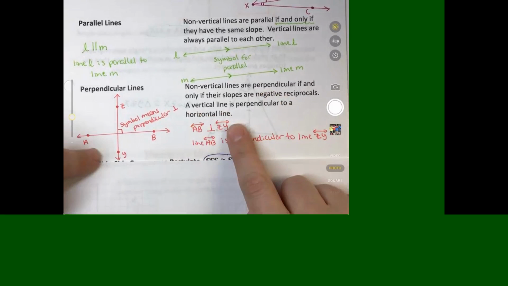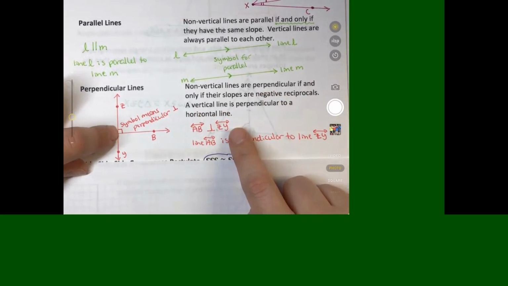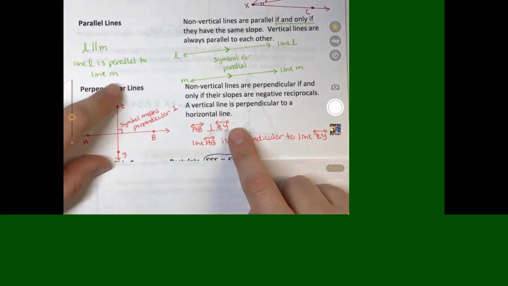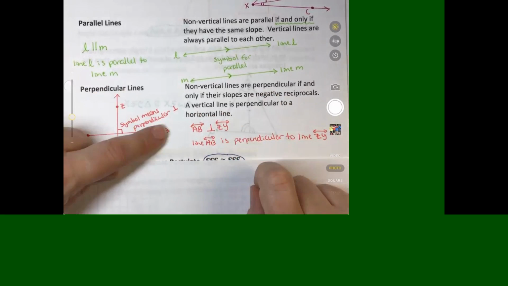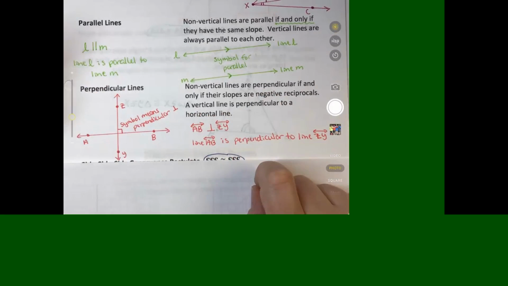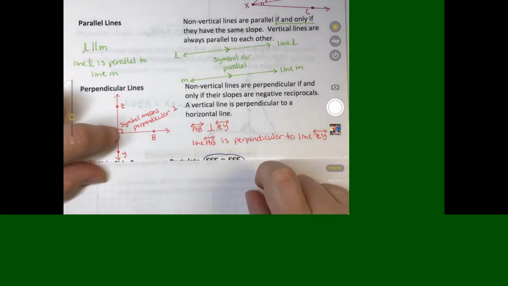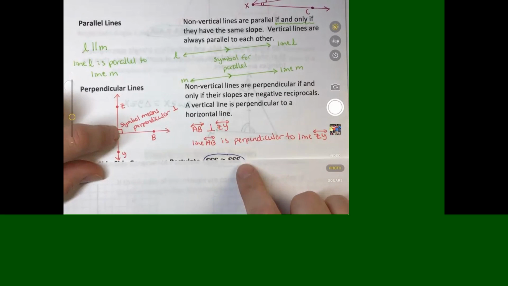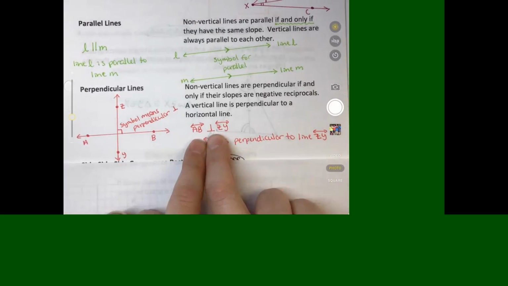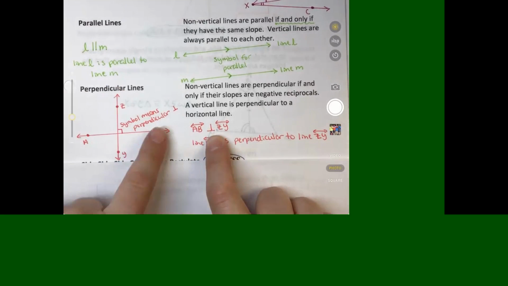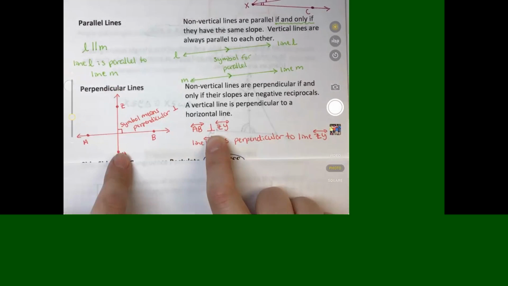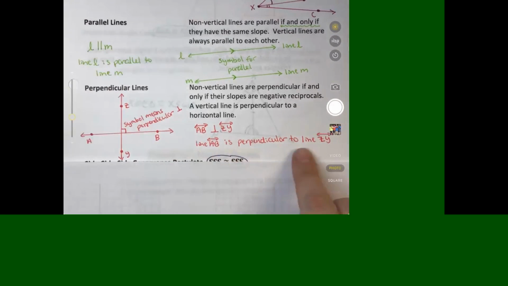So I drew an example here. And we know that because we make a 90-degree angle. An undefined slope, which is a vertical line, and a horizontal line has a zero slope. When those two meet, it means they meet at a 90-degree angle, which is perpendicular. Okay, so there's an example of what that would look like. So line AB and line ZY are perpendicular to each other. So this is how you would read it.